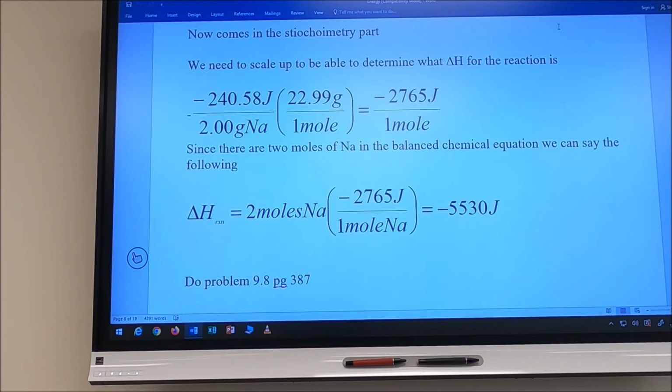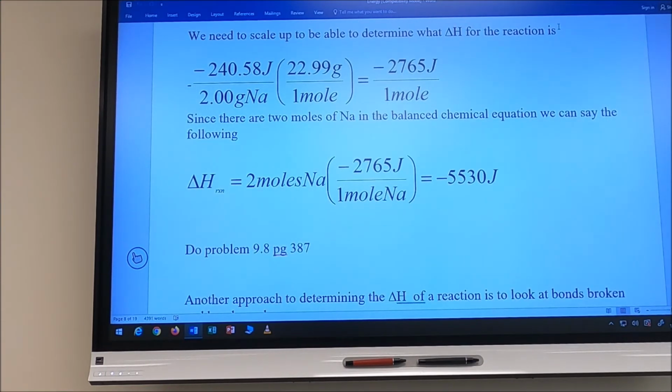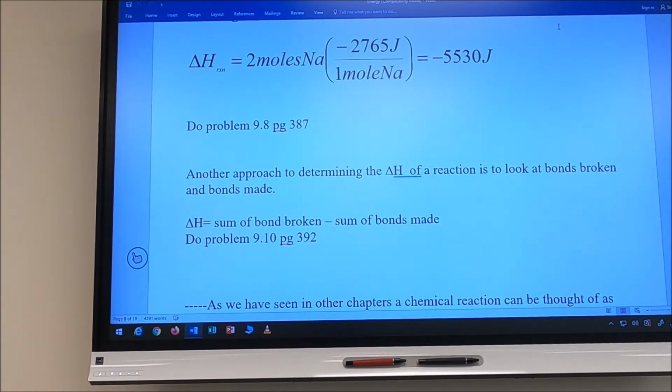Okay? Now, we're not going to worry about looking at problem 9.8. We've already essentially done 2 of these kind of problems. Okay? So let's talk a little bit about other ways to do things. When we look at trying to get the delta H for a reaction, we can also think about bonds made and bonds broken.